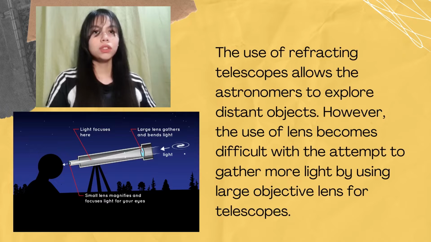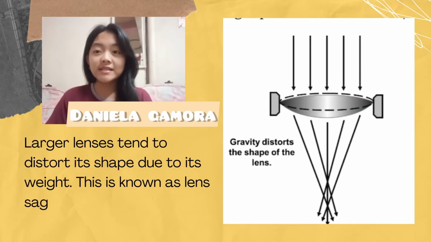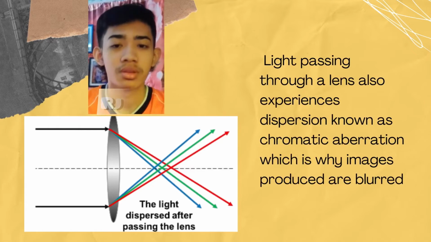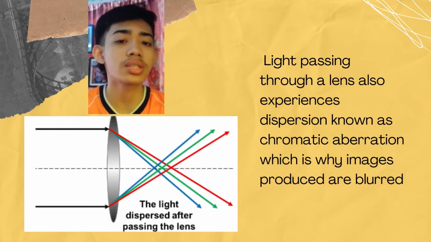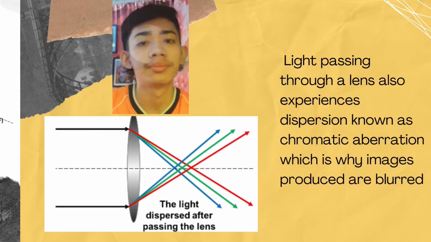However, the use of lens becomes difficult with the attempt to gather more light by using large objective lens for telescopes. Large lenses tend to distort its shape due to its weight. This is known as lens sag. Light passing through a lens also experiences dispersion known as chromatic aberration, which is why images produced are blurred.